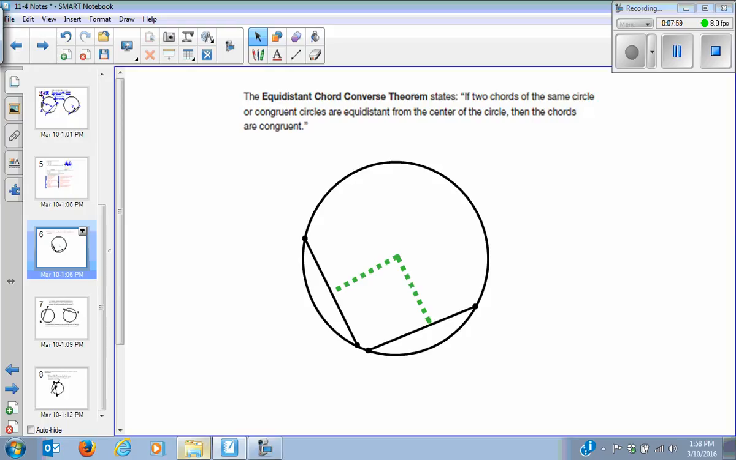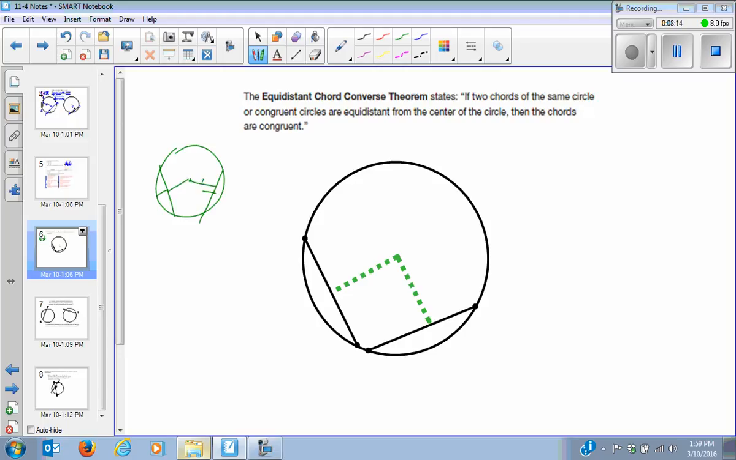All right, equidistant chord converse. Converse is when you switch it. The last one said you've got a circle, you've got two chords, I know these are the same, and then I know that they're equidistant from the center. The converse would be to switch that. It would say if two chords of the same circle are equidistant from the center, so I know this to be true, those two are congruent, if they're the same distance, then I know these two chords are the same length.